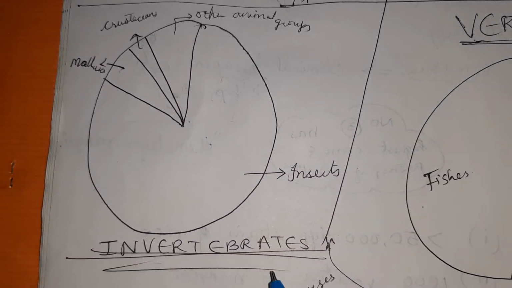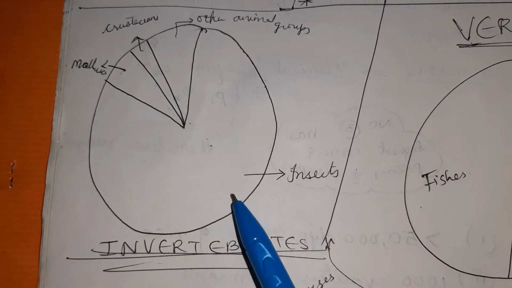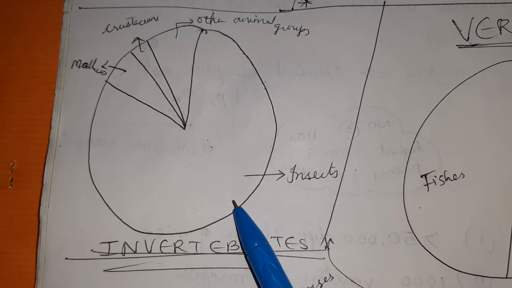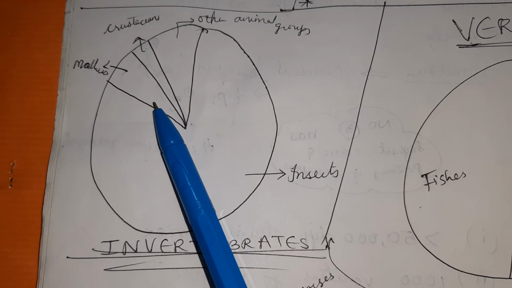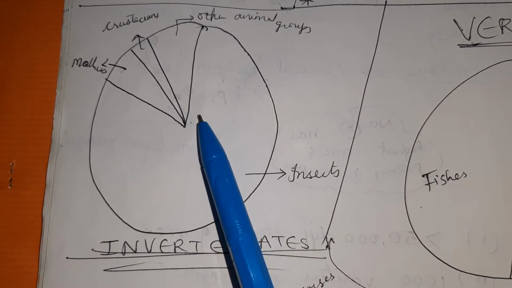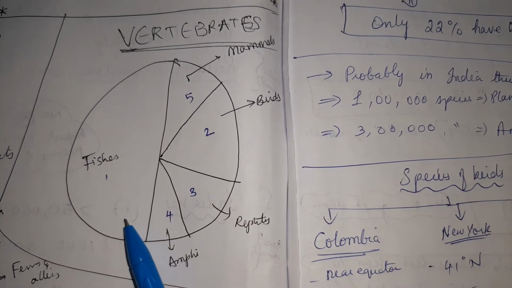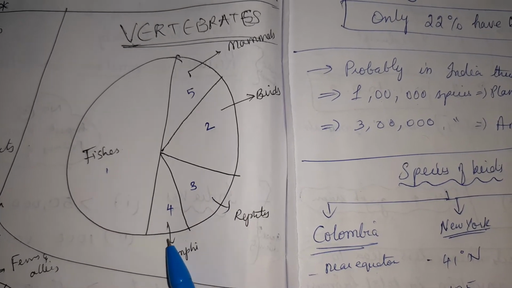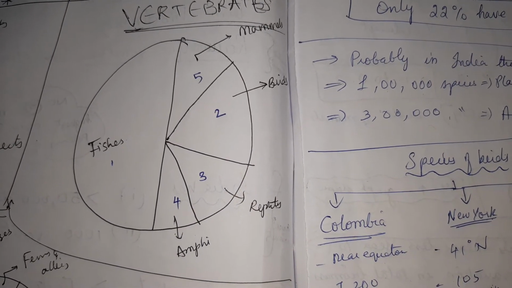Then we have the comparison between invertebrates. Among invertebrates, insects are the highest number of groups, followed by the second one, mollusks, then crustaceans and other groups. This is the division between invertebrates. In vertebrates, the majority is fishes, then birds, then reptiles, then amphibians, and lastly the mammals. This is the comparison between vertebrates.